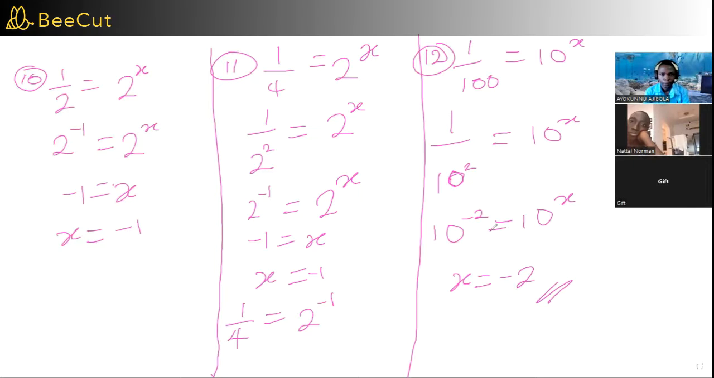Okay, I'm going to write out a few more questions for us to solve that don't look like what we have been solving, but they still follow the laws of indices.